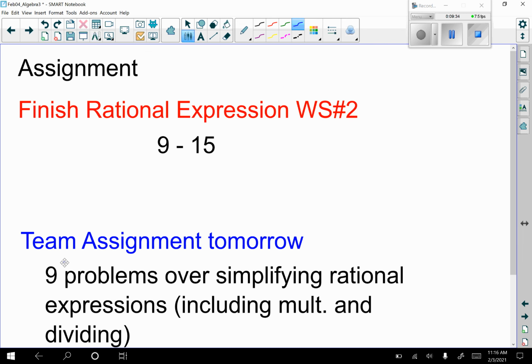All right, so continue working on problems 9 through 15. Finish the worksheet from yesterday. Tomorrow you guys will have a team assignment. There's 9 problems over simplifying rational expressions, including multiplying and dividing. So please let me know if you guys have any questions.